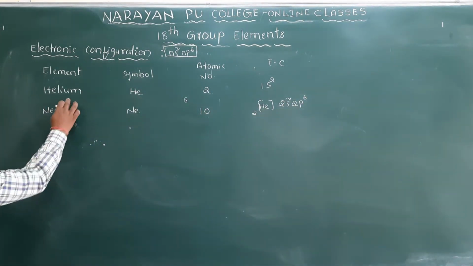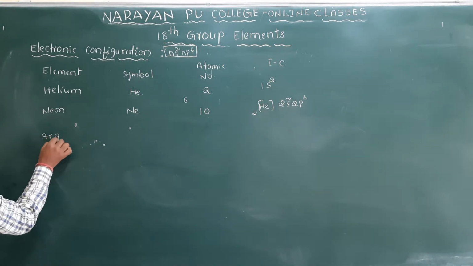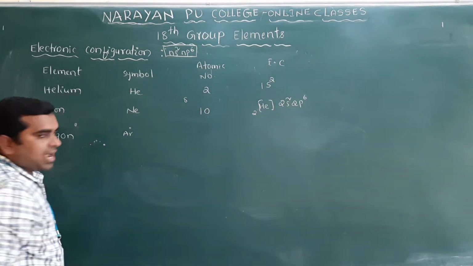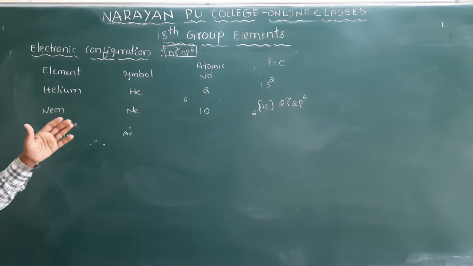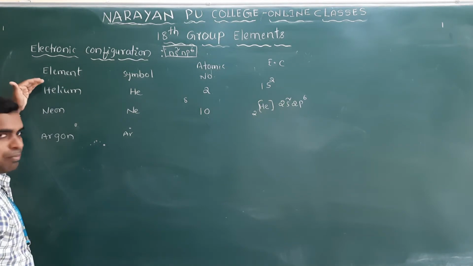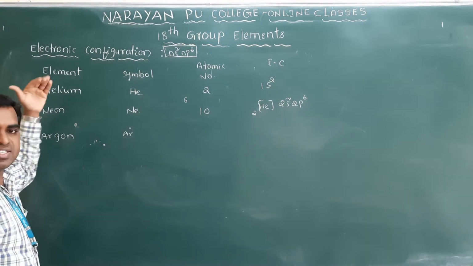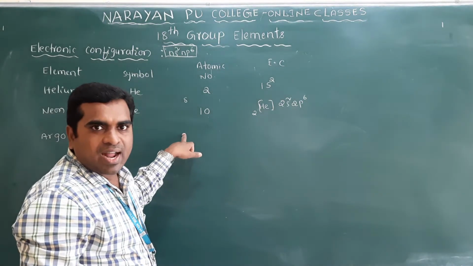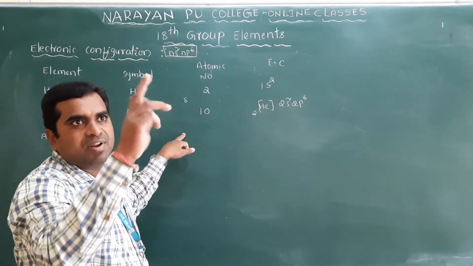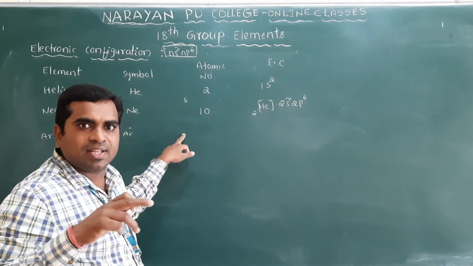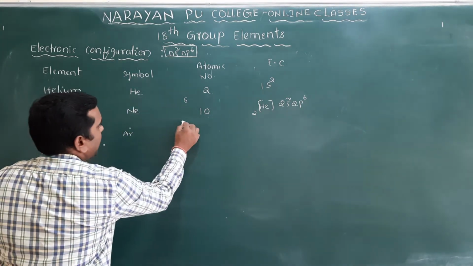Clear? So next one, helium, neon, argon. So argon, what is the formula here? Ar. Compared to the remaining elements, meaning the 17th group and 18th group, one element extra comes here, helium. So that's why 2 times you have to add 8 and 2 times you have to add 18. Previously 8, 18, 18, 32, but now 8, 8, 18, 18, 32. So that's why we add another 8 here.